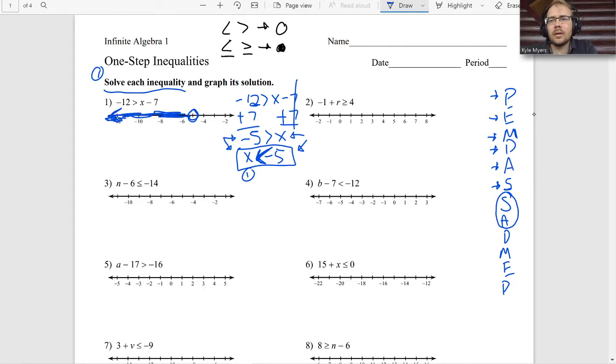Whew. That was a crazy number 1. Let's hope number 2 is not as crazy. It doesn't look like it's going to be. The r is already on the left side, which is the side it's supposed to be on. -1 plus r greater than or equal to 4.